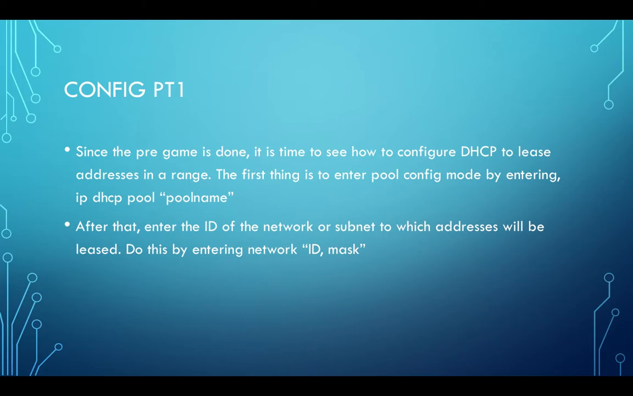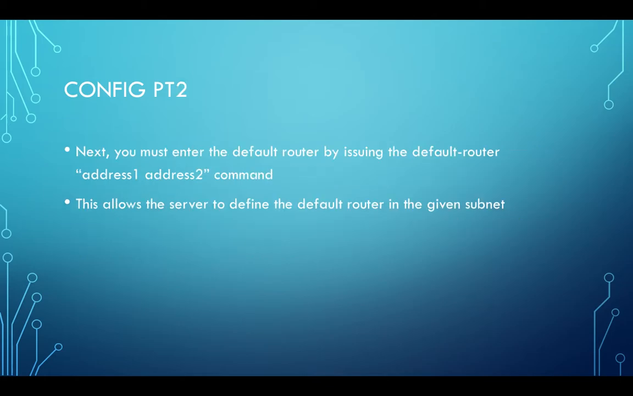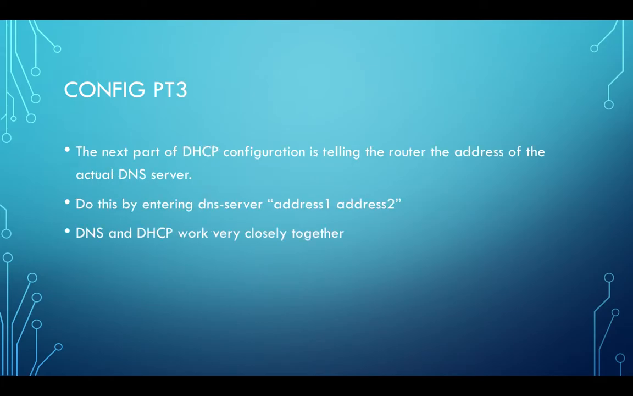After that, enter the ID of the network or the subnet to which addresses will be leased. Do this by entering the network ID and then the mask. Next, you must configure the default router of the subnet or the network that you have just put in the pool. This allows the server to define the default router in a given subnet, which is important. It needs a way to get out. And this will play a role later as well in this presentation. We'll talk about relaying and how important it is with effective DHCP setups.